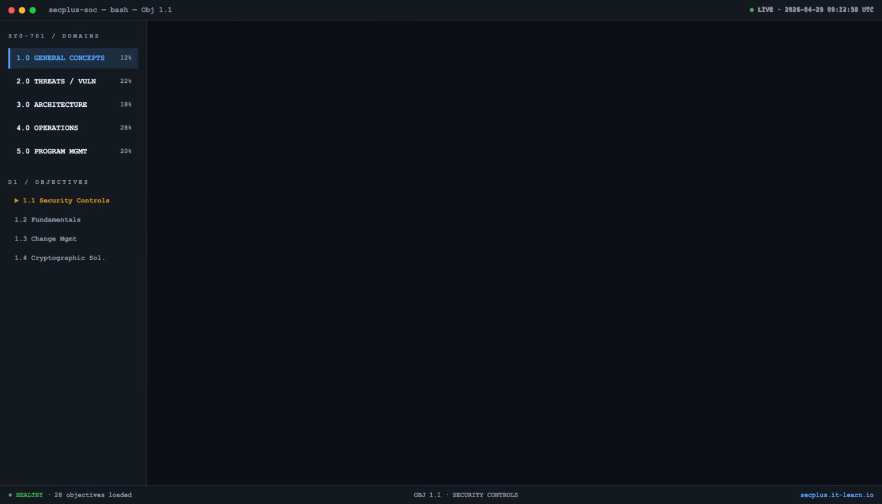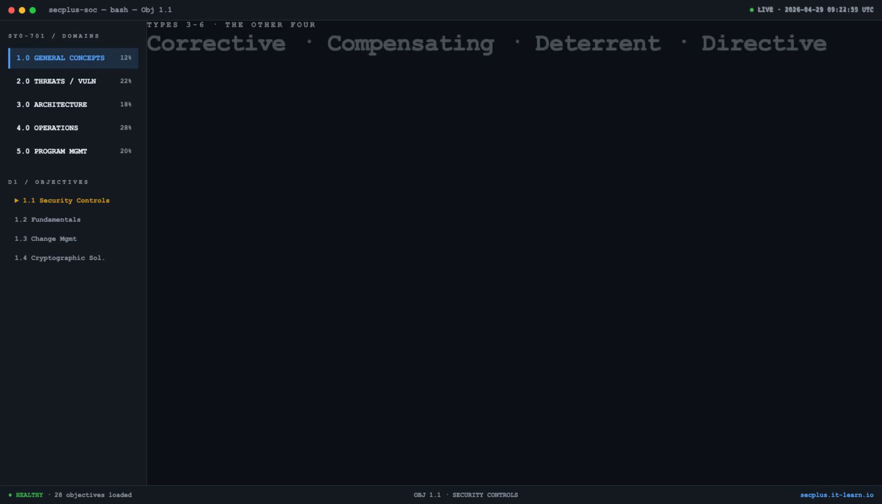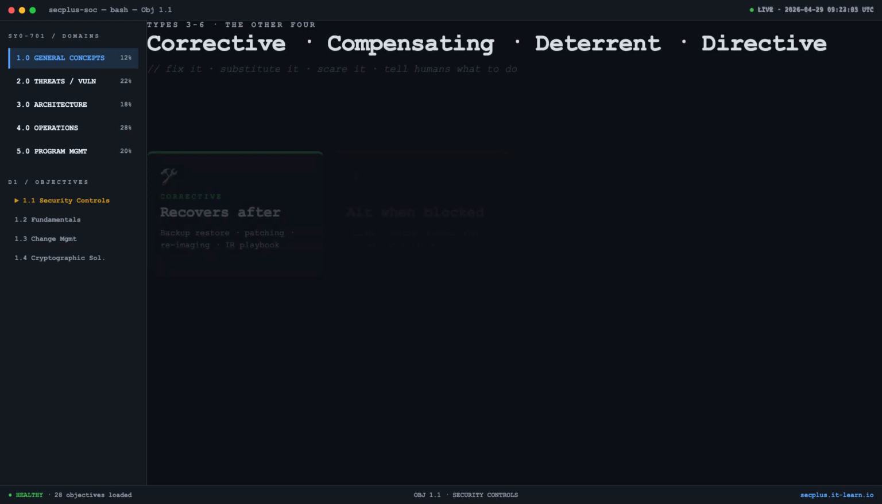Corrective controls fix things after the incident, restoring data from backup after ransomware. Patching the vulnerability that got exploited, re-imaging a compromised laptop, running the incident response playbook through to recovery. Corrective is recovery. The keyword on the exam: after the incident.